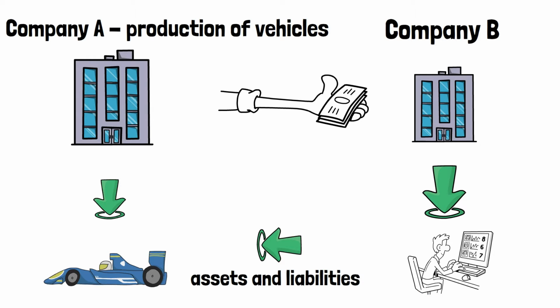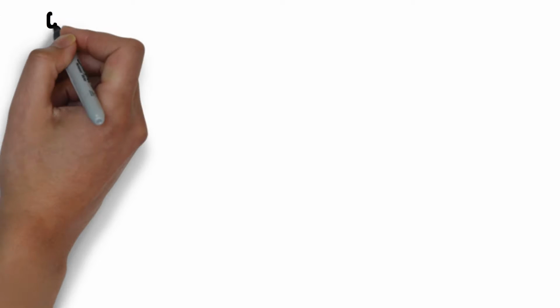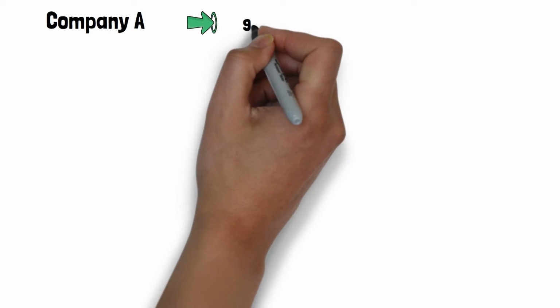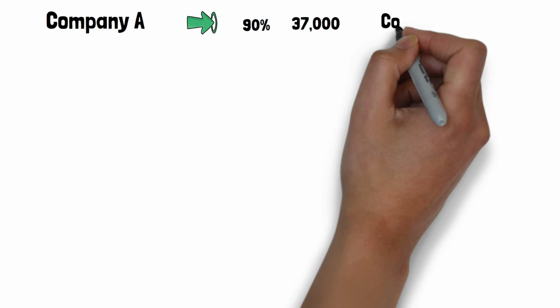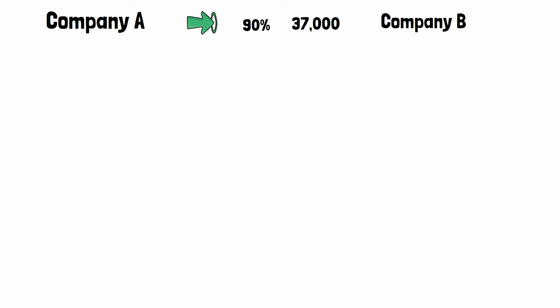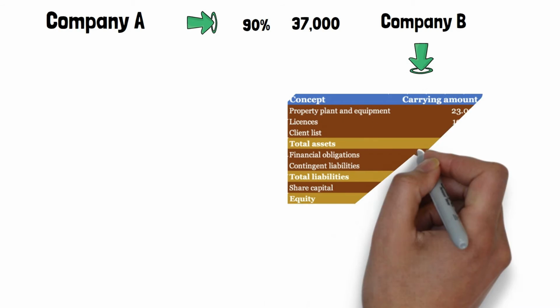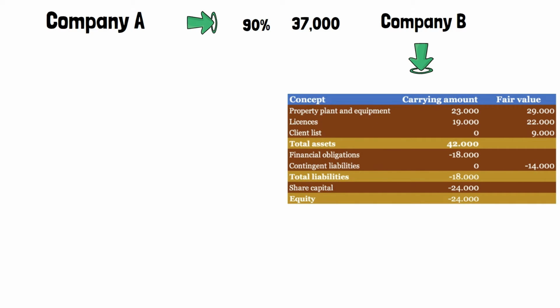We recommend you review other videos on our channel to expand the concept of a business combination. For now, let's focus on this practical example. In December of year 1, Company A acquired 90% of the interest of Entity B for $37,000. Entity B's financial statements are shown below.